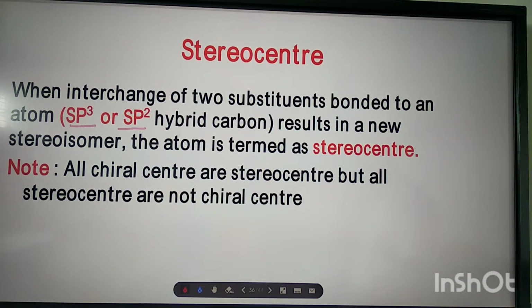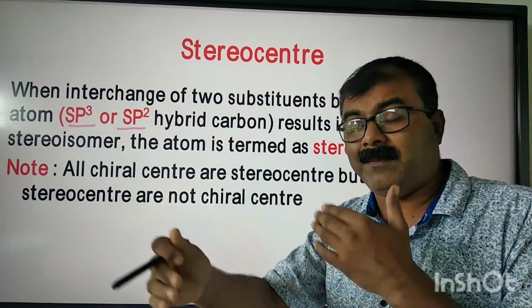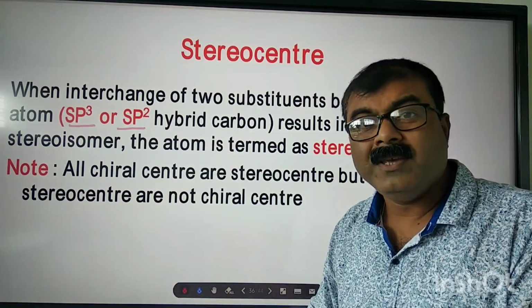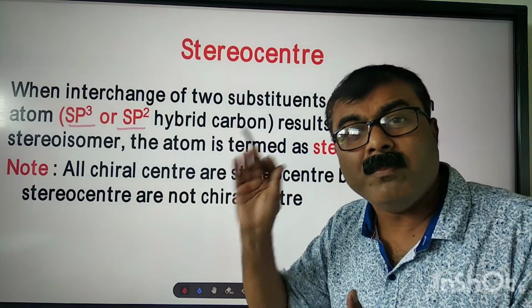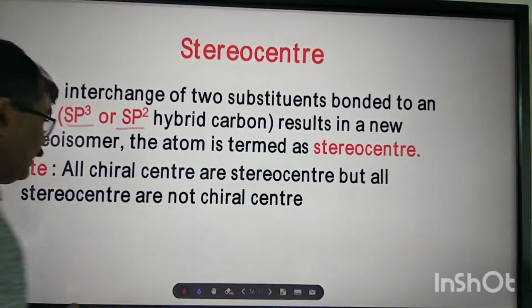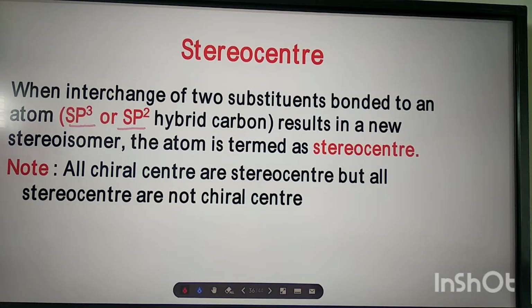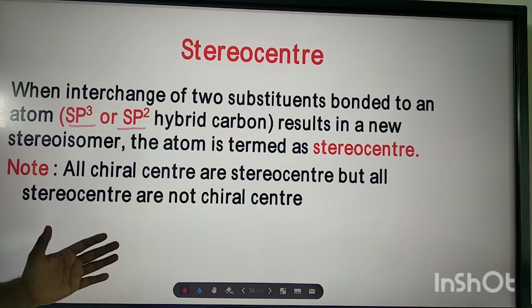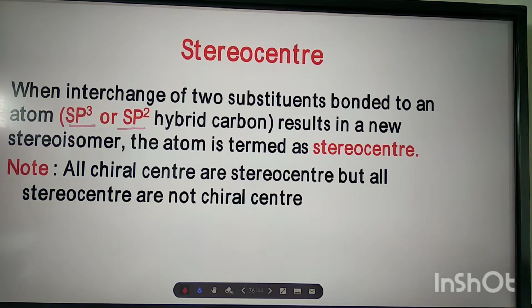Now, second condition is what? After interchanging any two groups, it must lead to a formation of new stereoisomers. Clear? We will learn the example. Now, one very important note you'll remember. All chiral centers are stereocenters, but it is not necessary that all stereocenters be chiral centers. Means all stereocenters are not chiral centers. With example, now we'll learn.